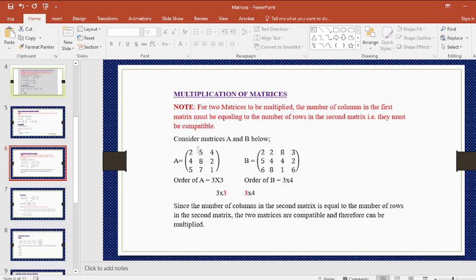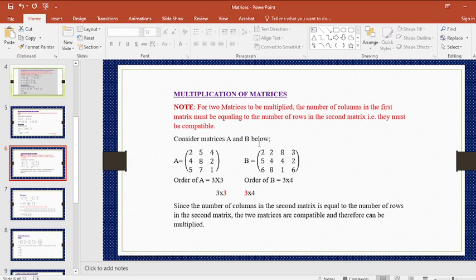And here we are considering matrices A and B. I told you when you're writing the order, we first move from the left to the right, all the rows, 1, 2, and 3. So order of A is 3 by 3. What about order of B? I just counted the rows. Let's count also the columns. 1, 2, 3. So we have order of A as 3 by 3.